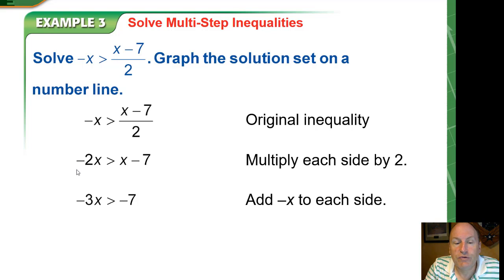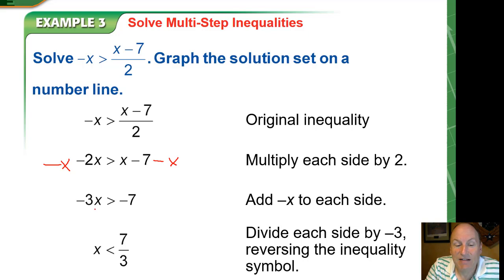Next thing we want to do is move that x to the left-hand side. So we're going to subtract x from the right side and subtract x from the left side. So the subtraction property of inequality, or it's the same as adding a negative x, yields negative 3x, because negative x minus 2x is negative 3x. And on the right-hand side, we get x minus 7 minus x. The x's are going to cancel each other out, and we're left with negative 7. So negative 3x greater than negative 7. Our next step is going to be divide by negative 3.